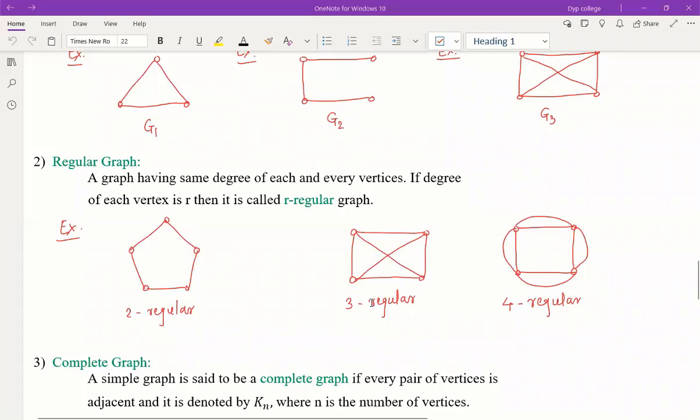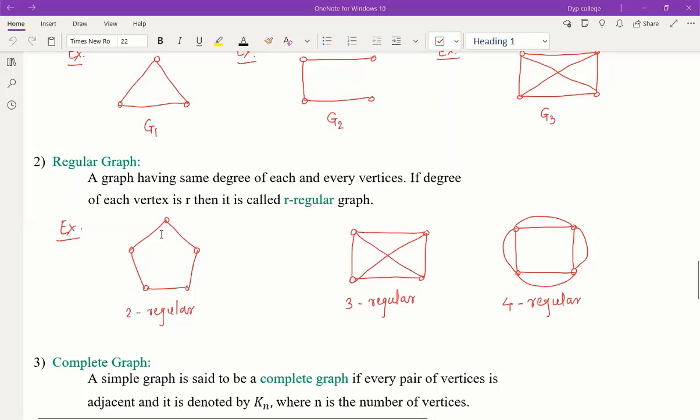So when can we say that the graph is a regular graph? A graph in which the degree of each and every vertex is the same. Whatever the number of vertices, the degree of each and every vertex is the same here. So these are some examples of the regular graph. In this first example, this is a 5 vertices graph in which the degree of each and every vertex is equal to 2.